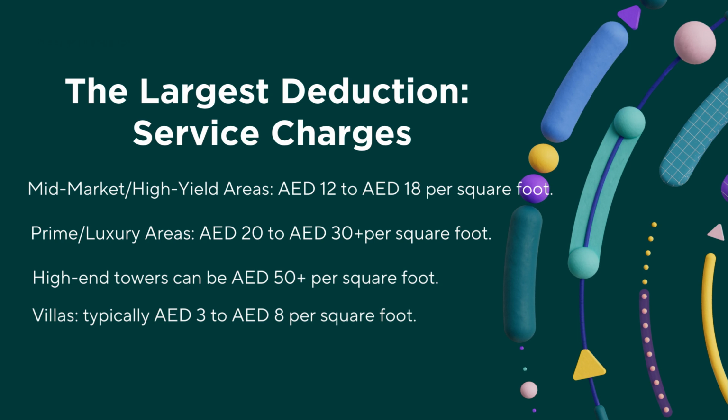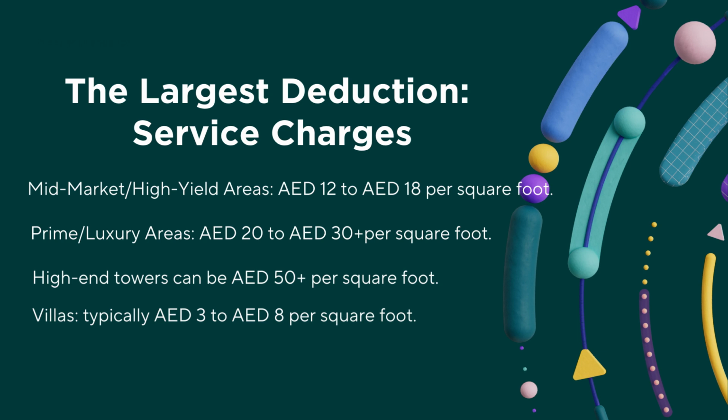Typical range for apartments in mid-market, high-yield areas, JVC, JLT, Arjan, is usually AED 12 to AED 18 per square foot. Prime luxury areas, Downtown, Dubai Marina, often AED 20 to AED 30 plus per square foot. The highest end towers can be AED 50 plus. Villas, generally much lower, typically AED 3 to AED 8 per square foot of the plot size, as owners manage their own internal maintenance.